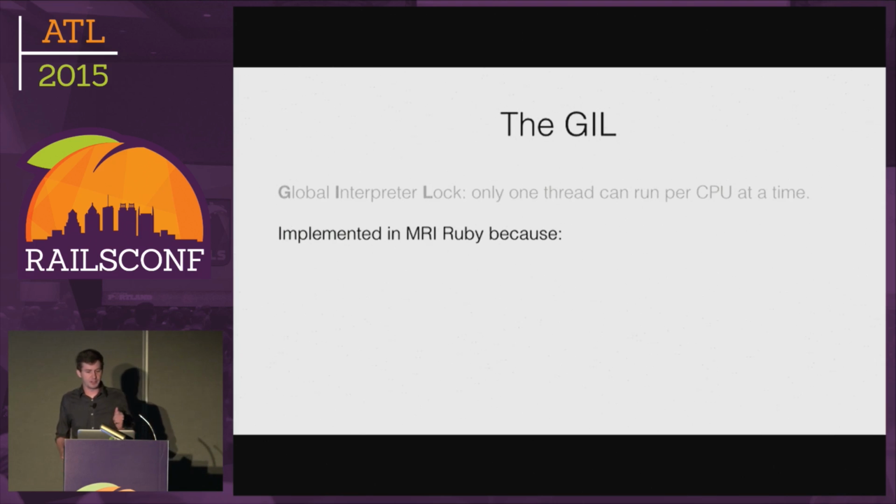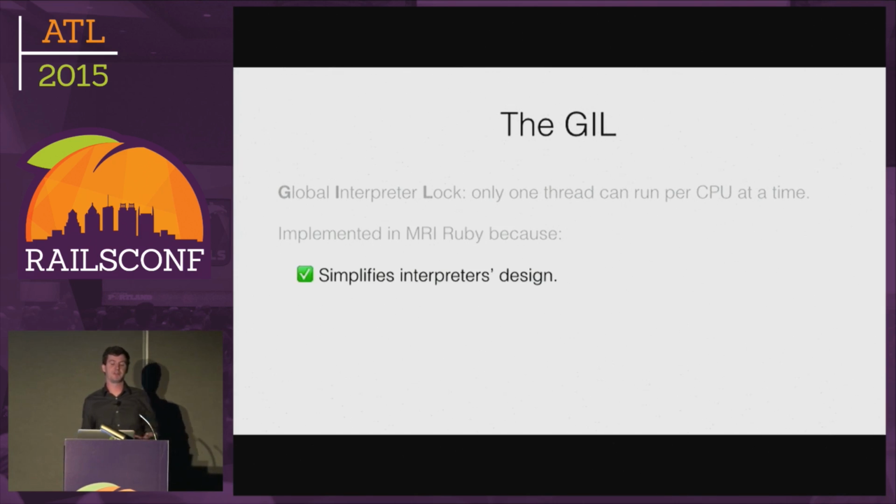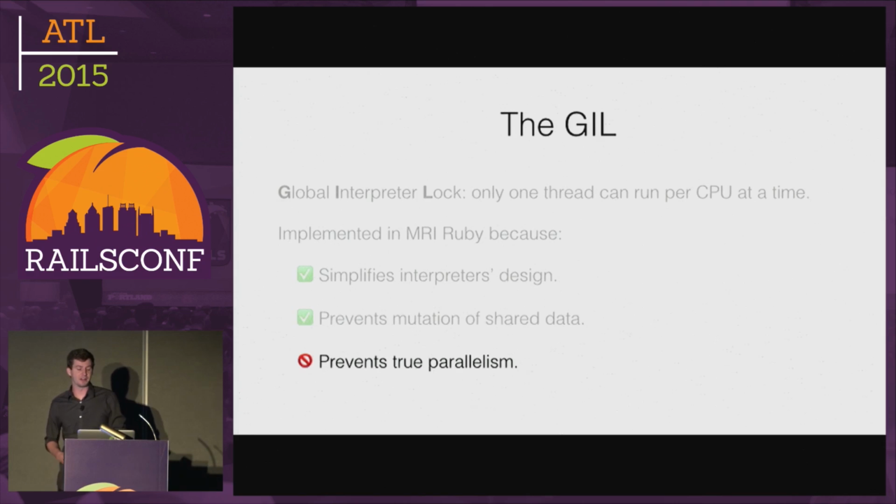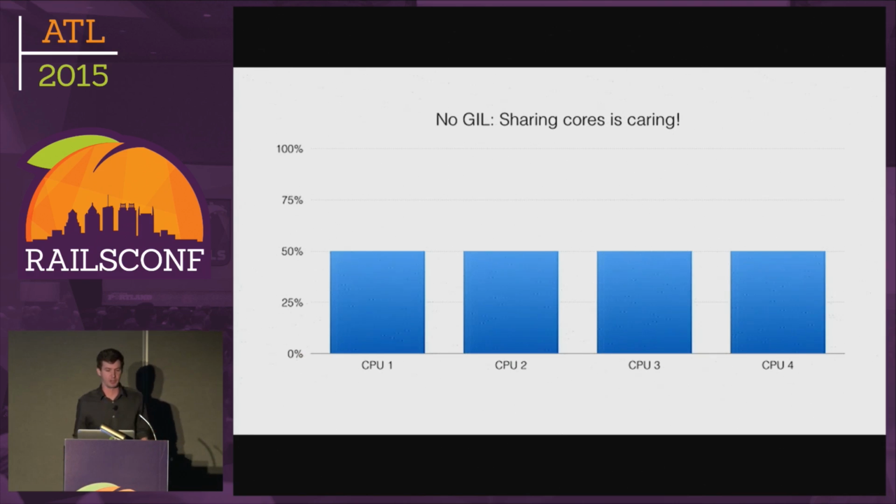So in short, the GIL is a wrapper placed around every Ruby statement, and it prevents the process from consuming more than one CPU. It's nice because it simplifies the interpreter's design because the implementers don't have to think about multi-threading, and it prevents a lot of data consistency issues that can pop up in highly concurrent code. The downside is that since we can only run one Ruby process per core, we can't write truly parallelized applications. In the ideal world, this is what your CPU usage would look like. You'd have one application running, and it would evenly spread its work across all the available CPUs on the machine.